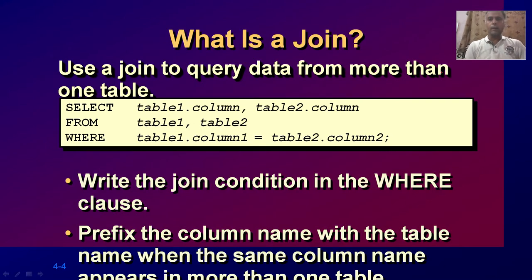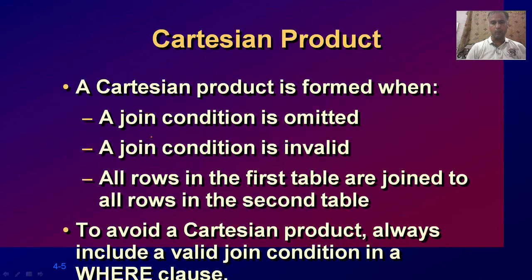So what is a join? How can we understand the join concept? Write the join condition in the where clause, and prefix the column name with the table name. What are the basic conditions to understand the join? Table one dot column name, so EMP dot department number, and table two dot column name, suppose department dot department number. This condition must be satisfied, then we can join. That means one column should be common in both tables, so we can do the join.